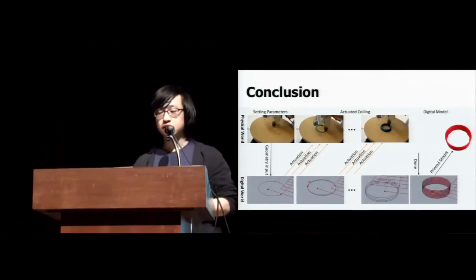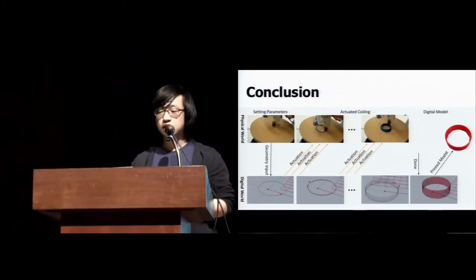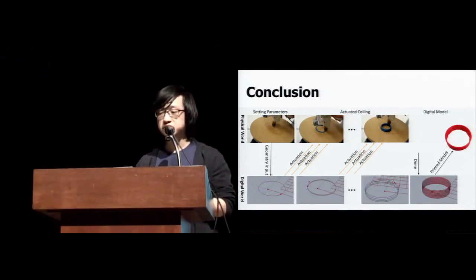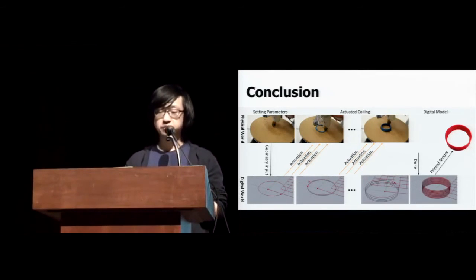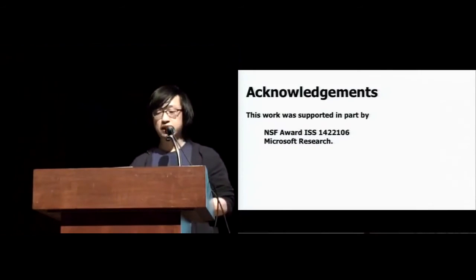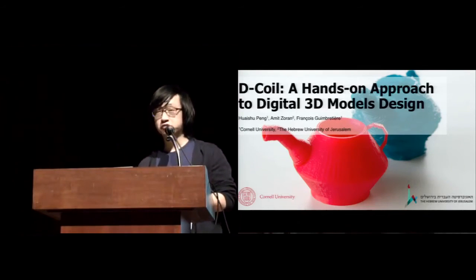As a conclusion, we present D-Coil, a digital modeling system using wax coiling to bring tangibility to the design of the digital model. Combining an extrusion tool, a cutting tool, and a 6DOF controller, the user can create a wide variety of digital models in a reflective design manner with timely physical feedback. Our work is supported by an NSF award and in part by Microsoft Research. And now I'm ready for your questions.